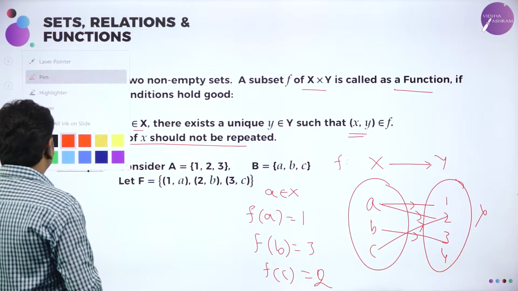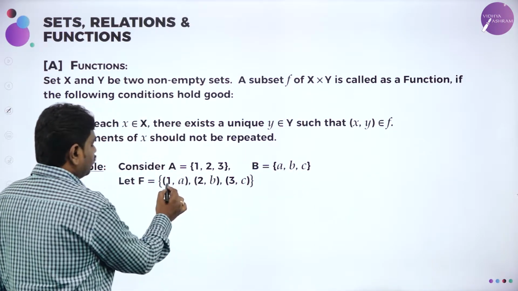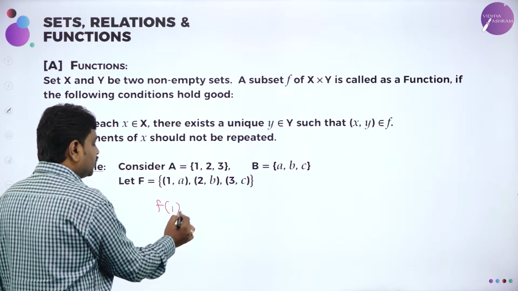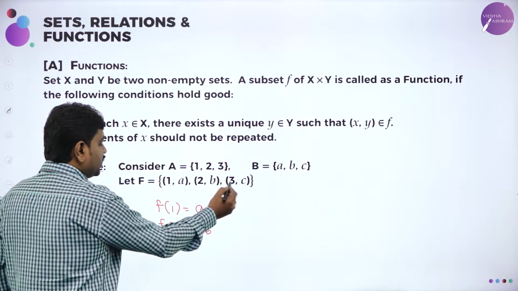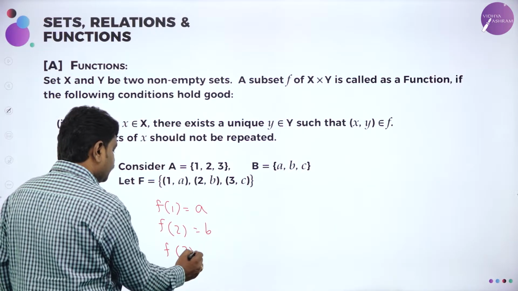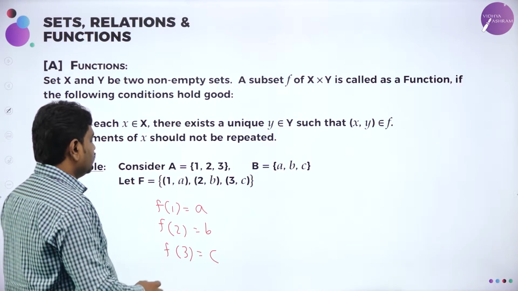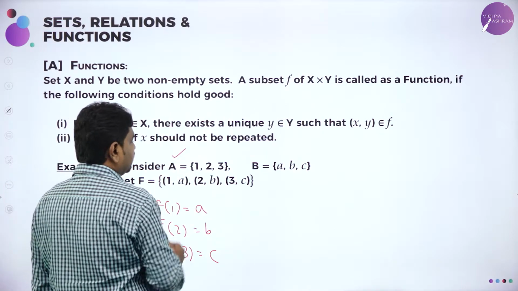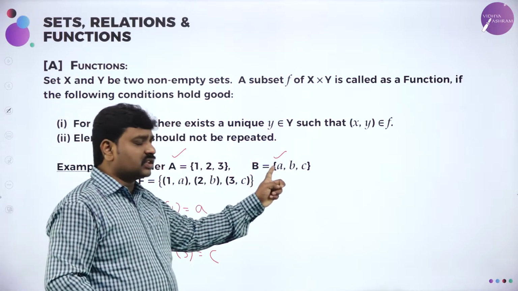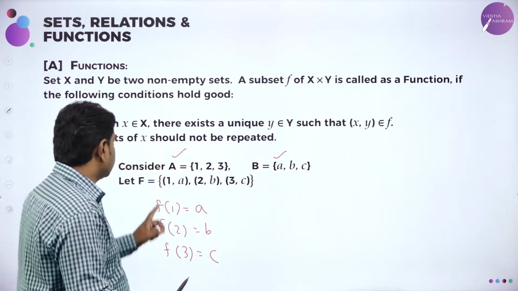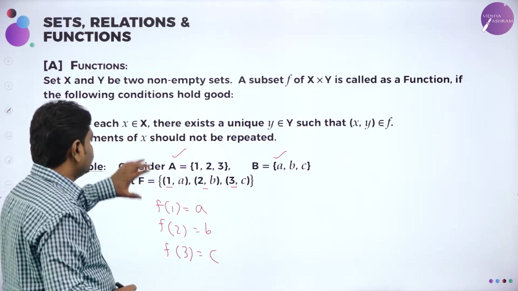So now one simple example here. They give set 1, 2, 3, set B, A, B, C. So here 1 comma A means f of 1, function of 1 is A. 2 comma B means f of 2 is B. 3 comma C means f of 3 is C. See, 3 elements has 3 different images. And 1, 2, 3 belongs to first set, A, B, C belongs to second set. So every element in A is associated with unique element in B. And first element should not repeat in order pair. 1, 2, 3, they are not repeating. So therefore this is a function.